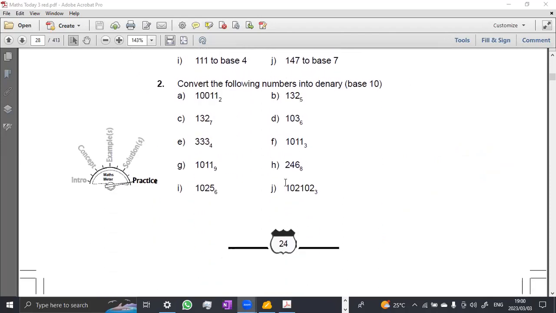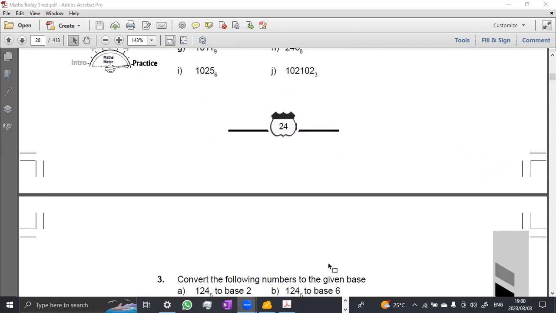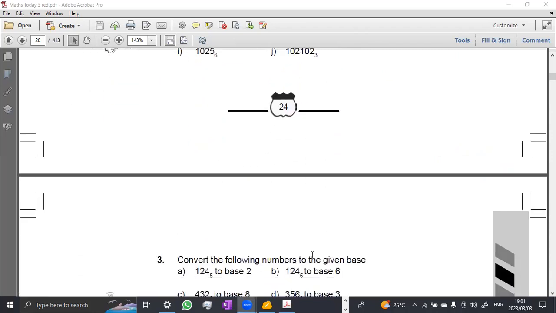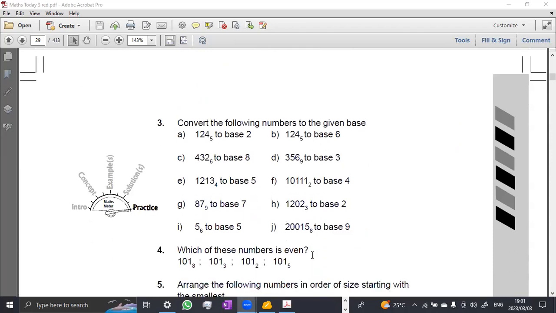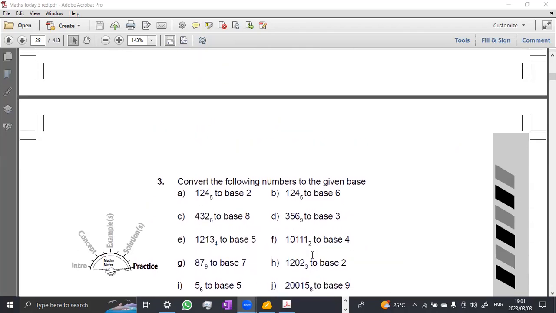Question 2. All these ones you can just try. But if there's any part that is challenging, let me know. All right. I want you to check number 3 there. Are you seeing what is happening now? We are asked to convert the following numbers to the given base. 124 base 5 to base 2. Are you seeing what happened there?